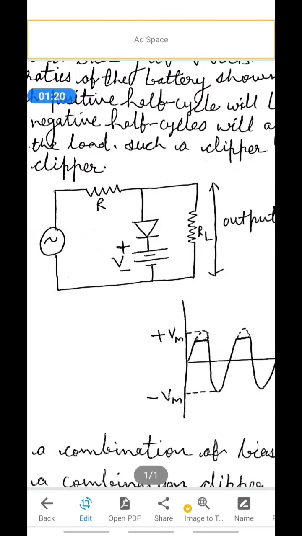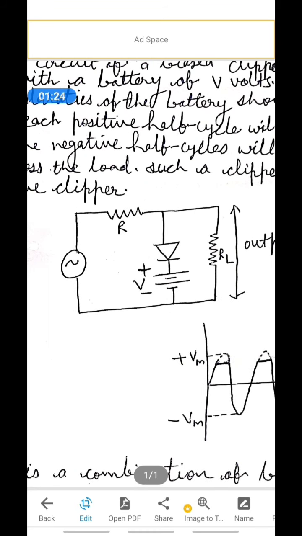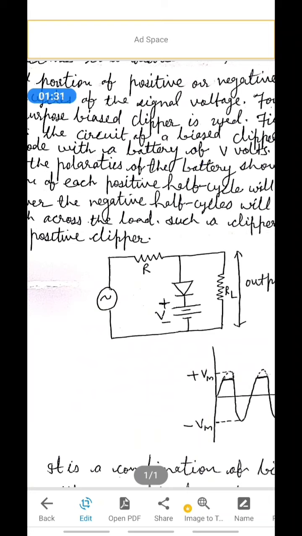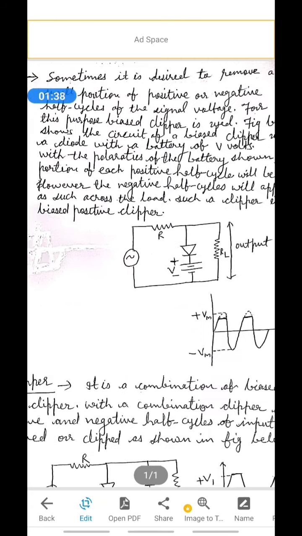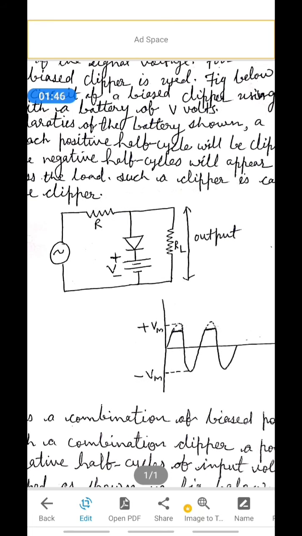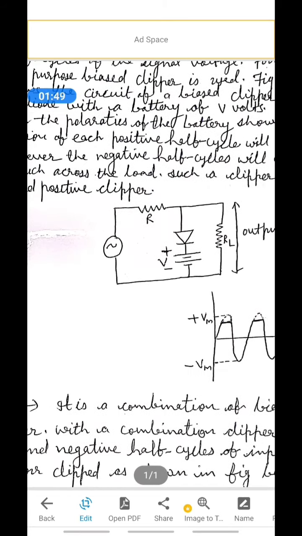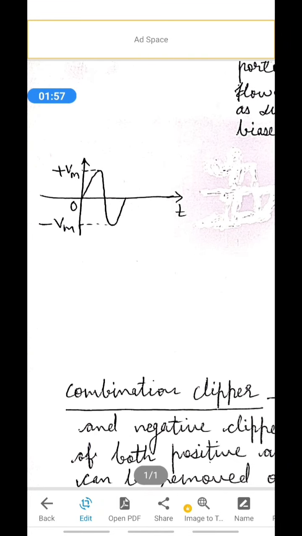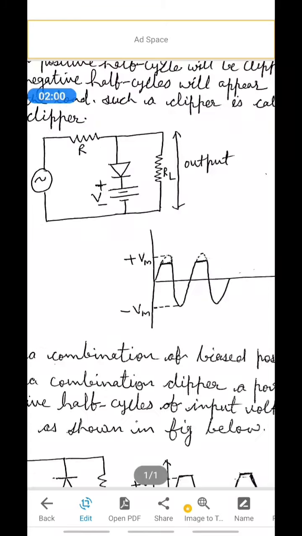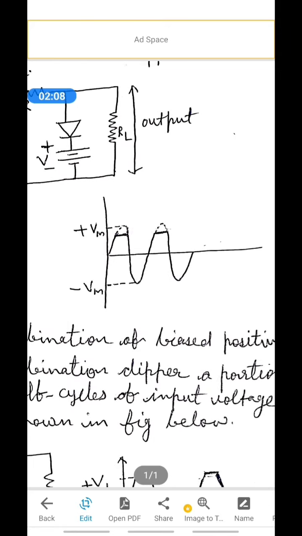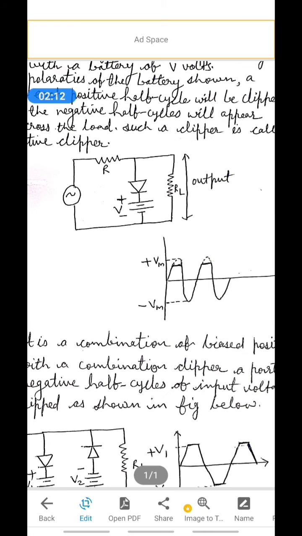This is the circuit diagram for the biased clipper, and in this circuit diagram a diode is connected with a battery, and output is taken across the load resistance RL, and this is the input AC signal, and we get output like this. Now, how does this circuit work?